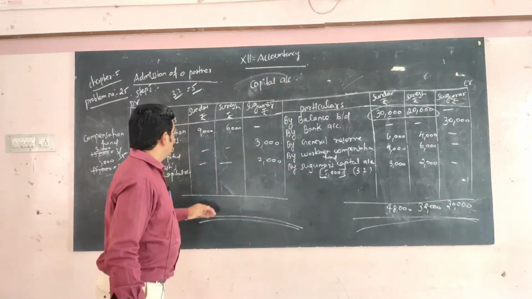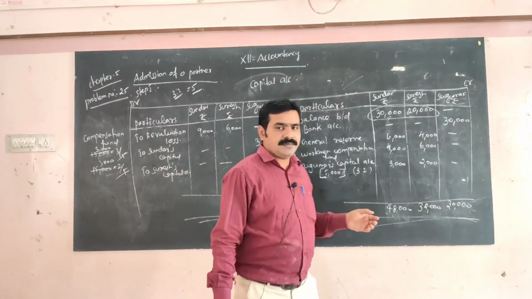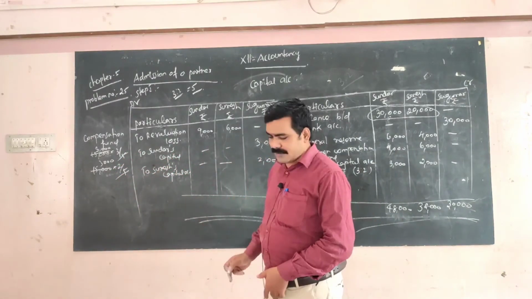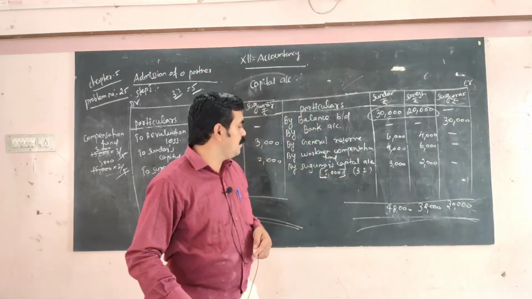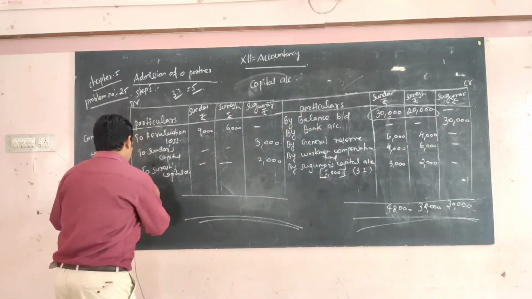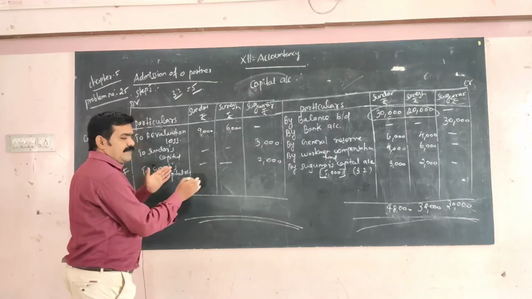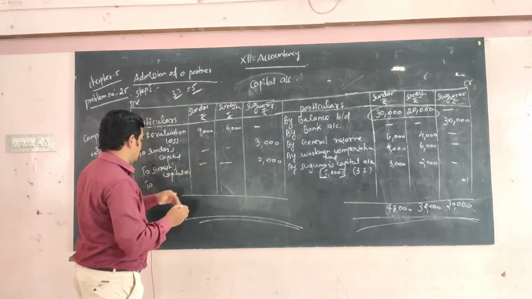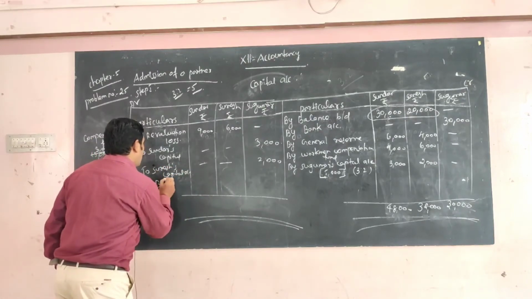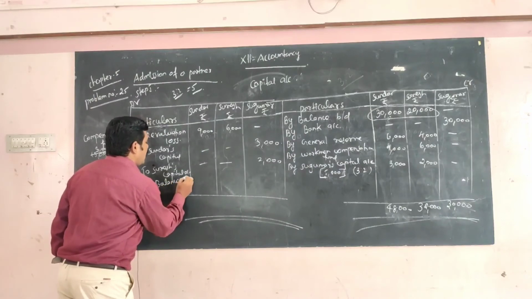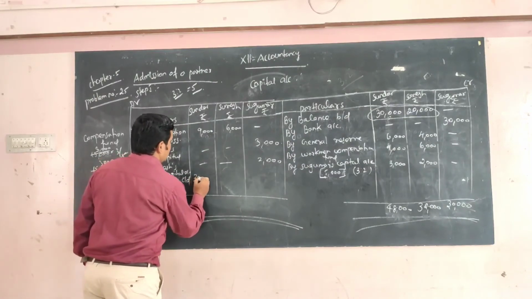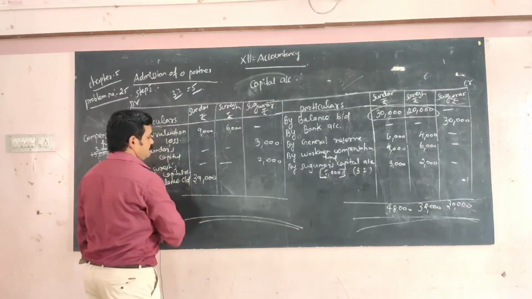Okay, now we have to separate 48,000 minus 9,000. That is an insufficient amount in this transaction. So to balance, carry down 39,000.